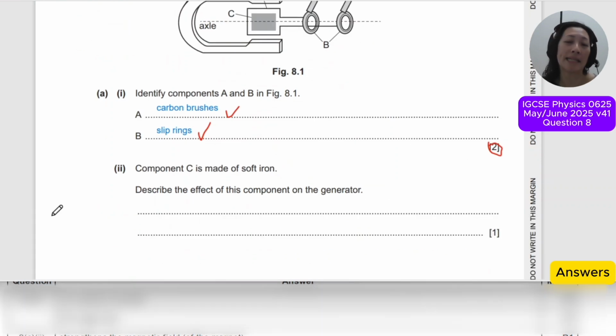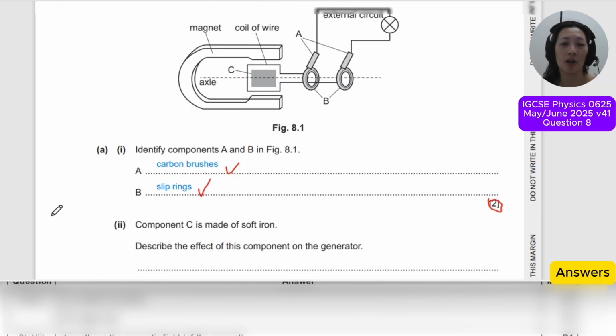A2. Component C is made of soft iron. Describe the effect of this component on the generator. So C, which is in the middle of the coil of the wire here, is made of soft iron. It's not a complicated answer. Basically, you just need to explain why we use soft iron inside this coil of wire. And the reason why we use soft iron when it comes to anything to do with magnetism or electromagnetism is because soft iron is great as a temporary magnet.